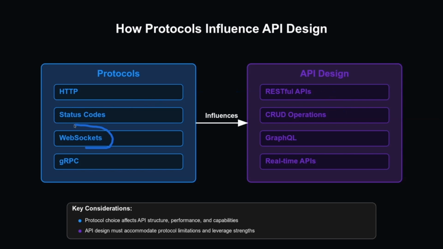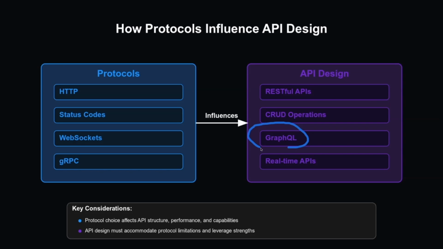On the other hand, WebSockets, which is another type of protocol, enable real-time data and also enable bidirectional APIs. So this can be used along with real-time APIs wherever you need some chat application or some video streaming. This is a good use case of WebSocket APIs.